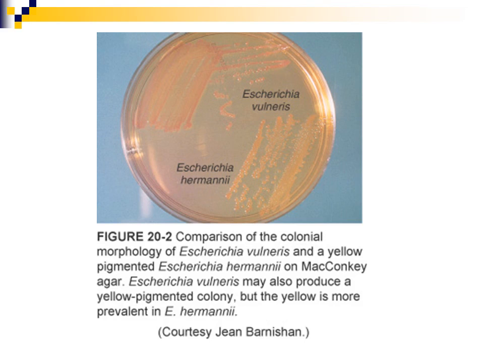So here you have Escherichia vulneris, which has a kind of normal pinky morphology on agar, and then you have the Escherichia hermannii that has more of a yellowish pigment, and this is MacConkey agar. So MacConkey agar is selective for gram-negative organisms, and it will normally show you lactose fermentation.